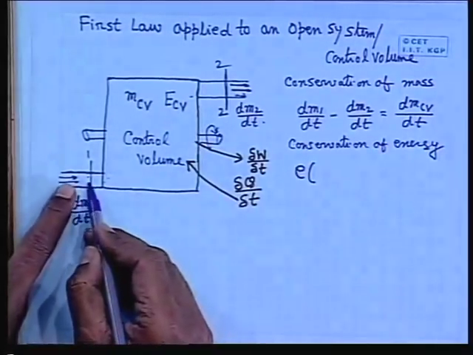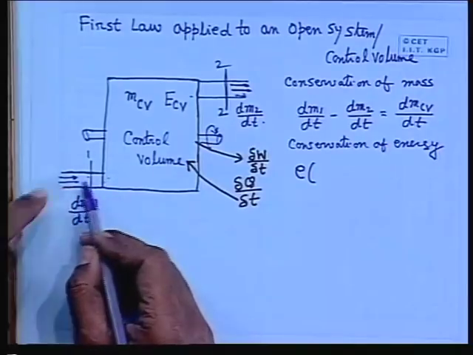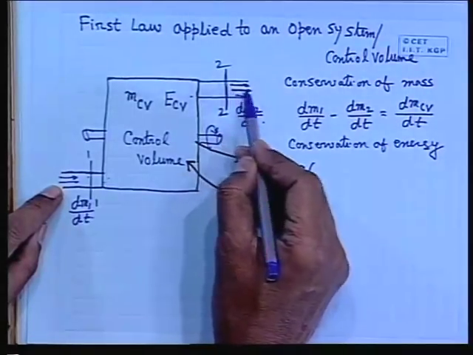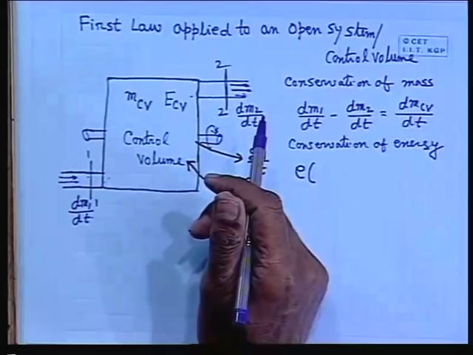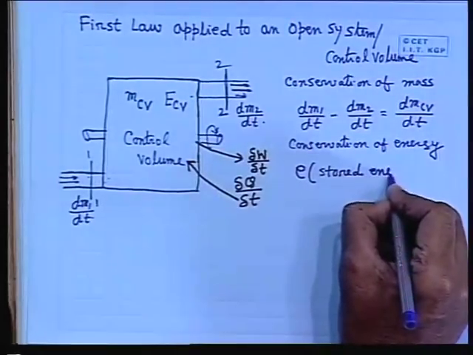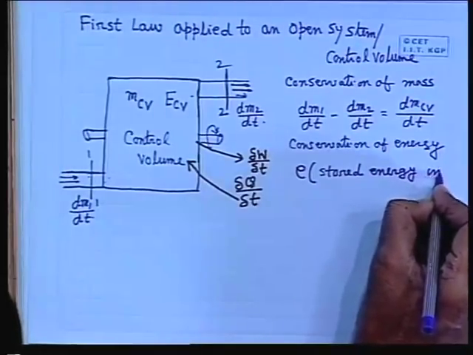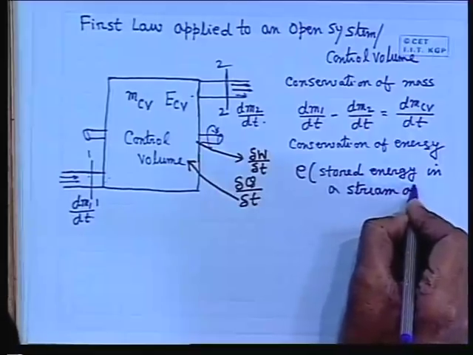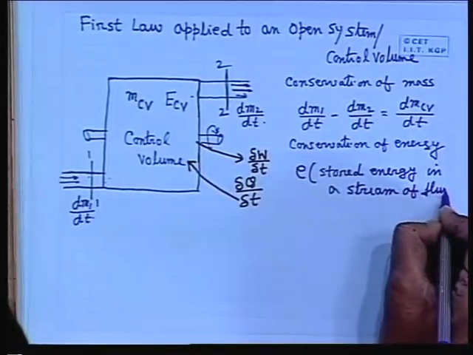So, to know what is the energy coming into the control volume associated with this stream of mass, or what is the energy going out of the control volume associated with this stream of mass, one has to know first what are the different forms of energy associated with a stream of mass as a stored energy within that stream. If we define E, then we have to know that. That means, what is the stored energy in a stream of fluid? So, therefore, we have to know this.